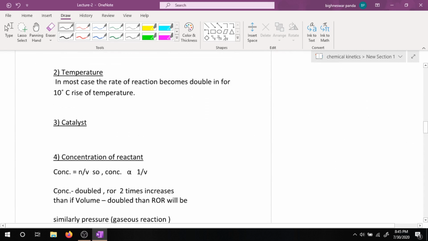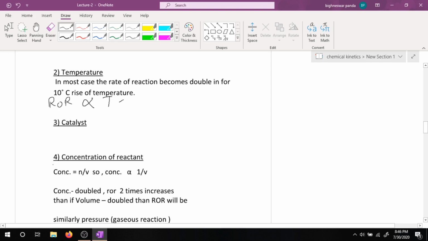Then coming to the next part, temperature. In most cases, the rate of reaction becomes double for a 10 degree rise of temperature. It has been found that the rate of reaction becomes double or triple with each 10 degree Celsius rise of temperature, or in general I can write rate of reaction is directly proportional to temperature.